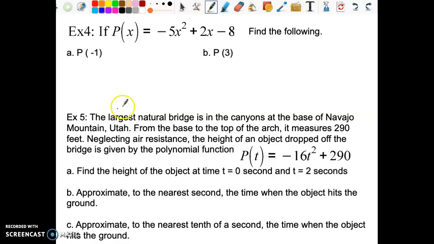So the next problem is getting you to practice function notation, and I think the main point of this is to remind you that in function notation you put -1 in for all the x's, and you can use a calculator, but I want to point out that -1 when you square it becomes +1 times that -5.